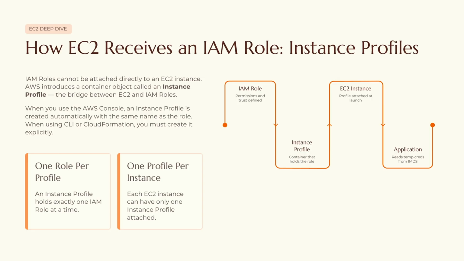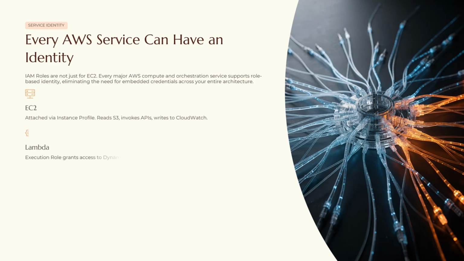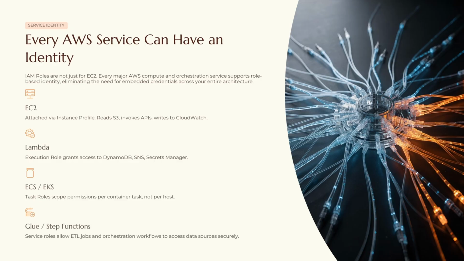IAM roles aren't just for EC2. Almost every AWS compute service uses the same concept. Lambda functions use execution roles, containers running on ECS or EKS use task roles, and AWS Glue, Step Functions, and many other services also authenticate using IAM roles. The pattern never changes. Applications don't store credentials. AWS provides temporary credentials whenever they are needed. Once you understand this concept, you'll recognize it throughout the AWS ecosystem.